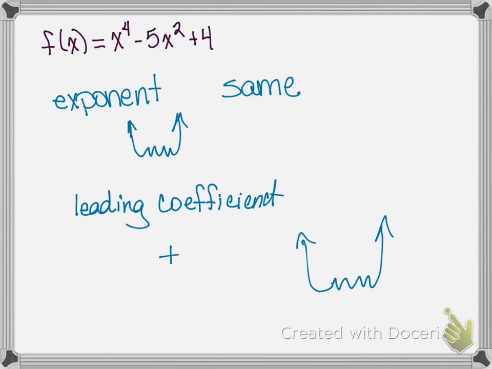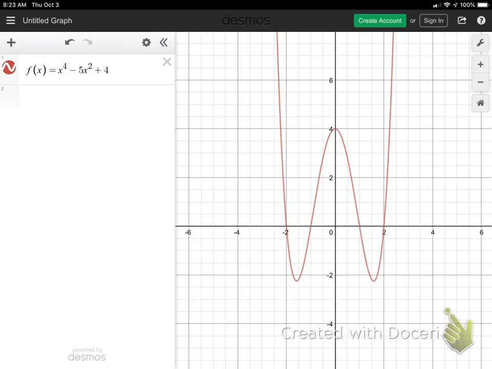Okay, and that squiggly line just means we don't know. We don't know what's happening in the middle. We're only talking about end behavior. And we are correct. Okay, the ends are both going up.